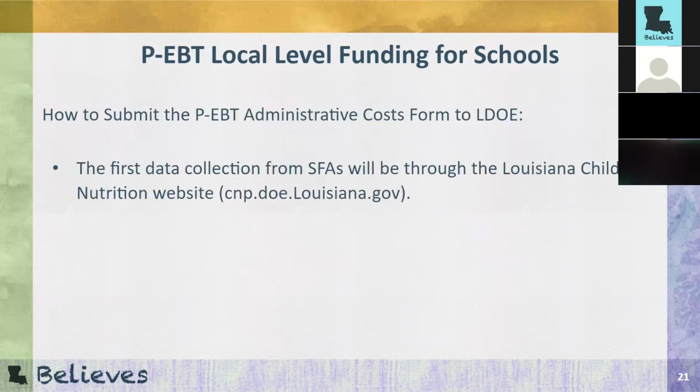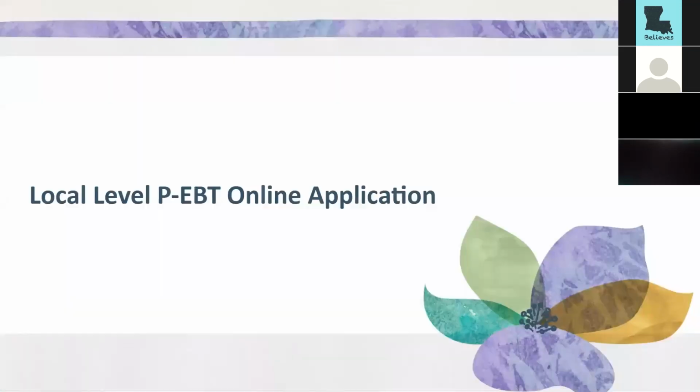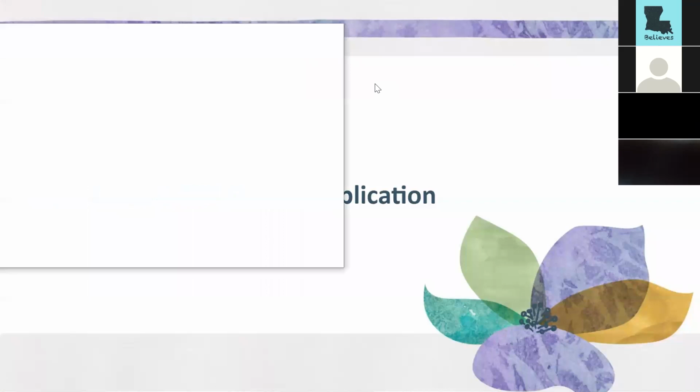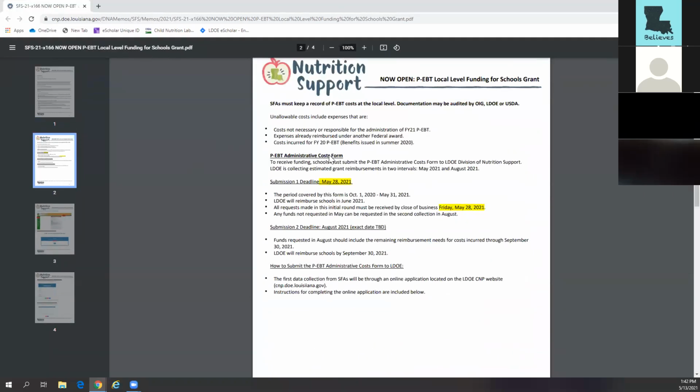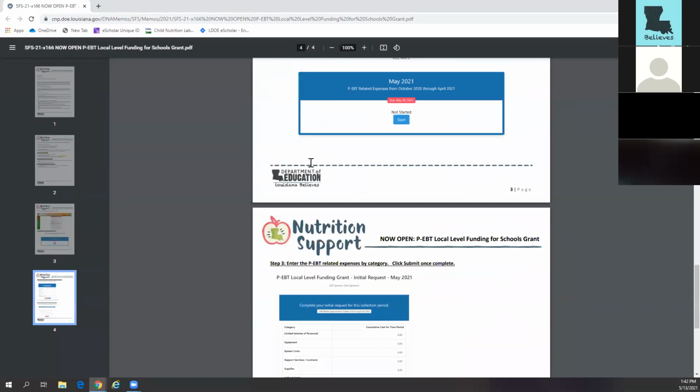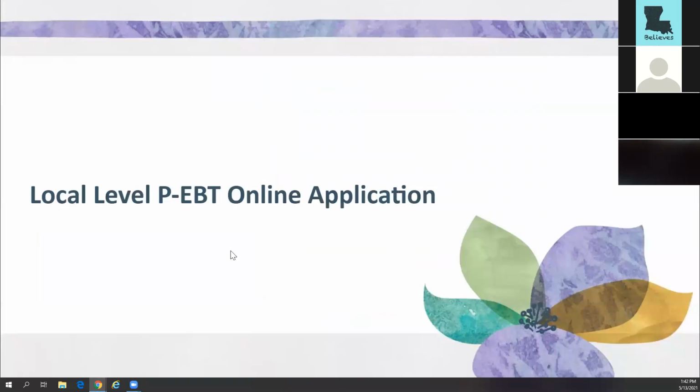So to submit the PEBT form, it is on our website. The first collection for SFAs is open now, and you can submit that through our website whenever you are ready. We also posted a memo this week about this. It had instructions on how to submit the application, and it is memo number SFS 21-166. It has some basic instructions as well as that deadline and then some screenshots of how to complete the application.